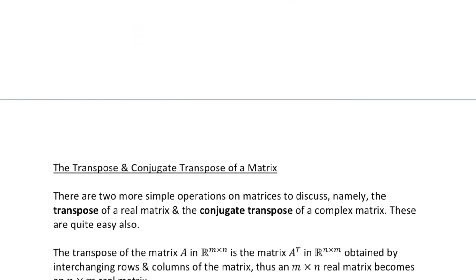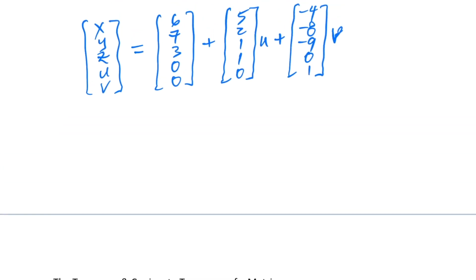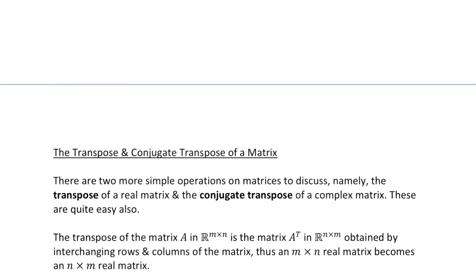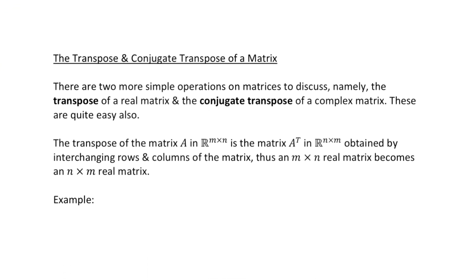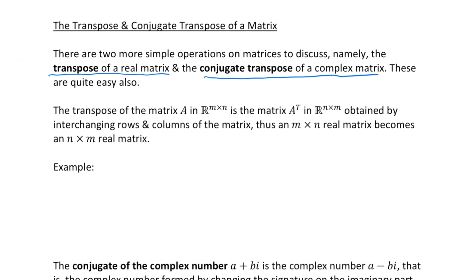All right. One last set of operations here that we would like to take a look at is the transpose and conjugate transpose of a matrix. Each one is under a certain context here. You take transposes of real matrices and conjugate transposes of complex matrices. These are quite easy, however.